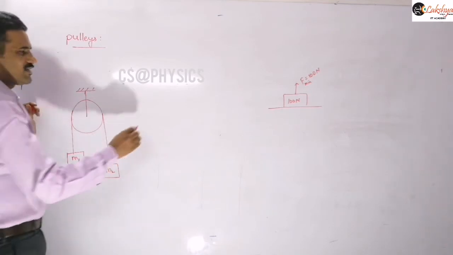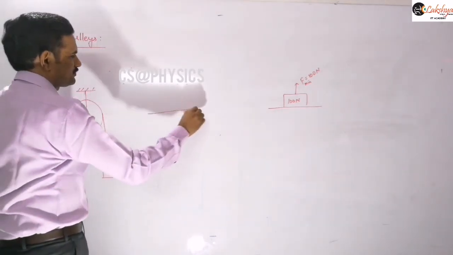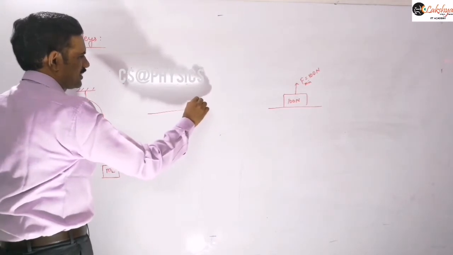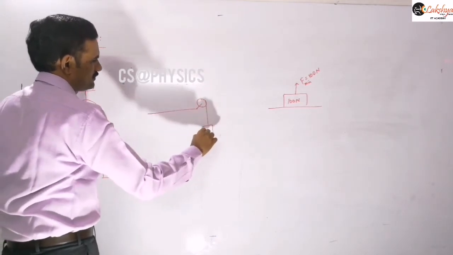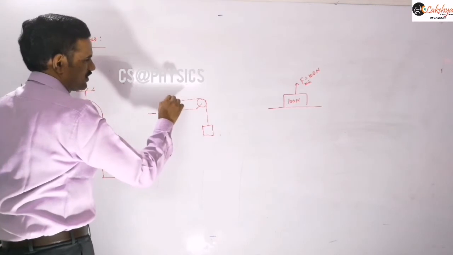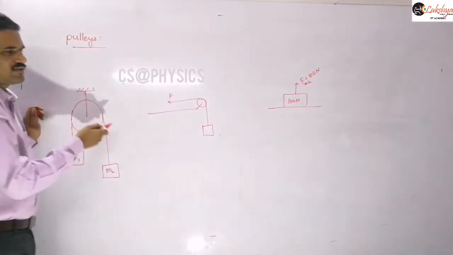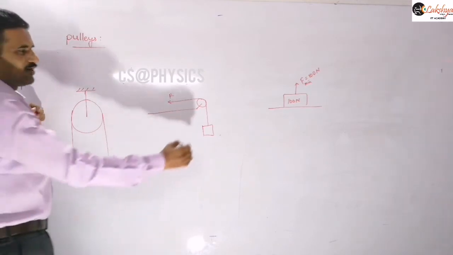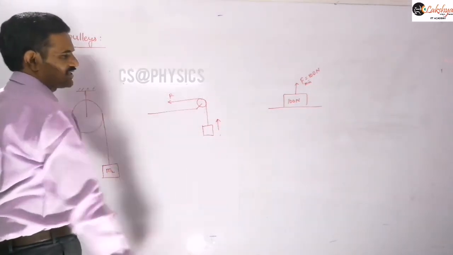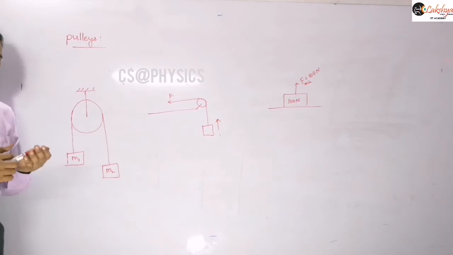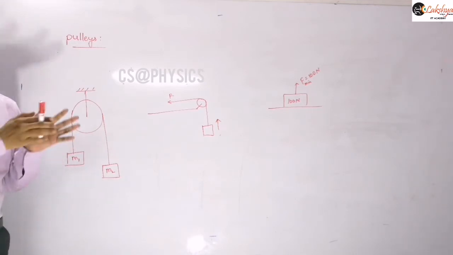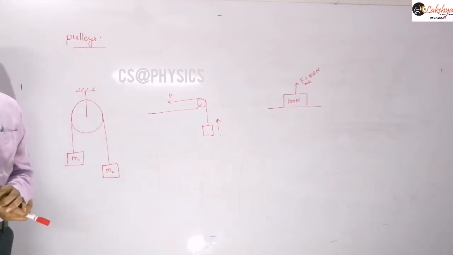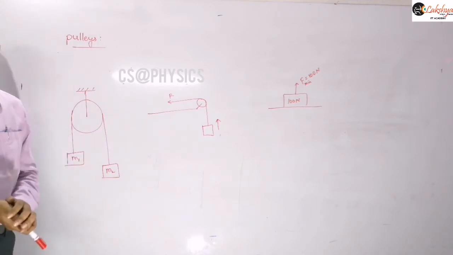And now similarly, suppose a block is hanging like this and I am pulling this rope here. By applying this force here, I am pulling it like this. So now I am applying the force in horizontal direction, but the force acting on this will be in vertical direction here. Because of that, it will move in vertical direction. That means pulleys change the direction of the force here.